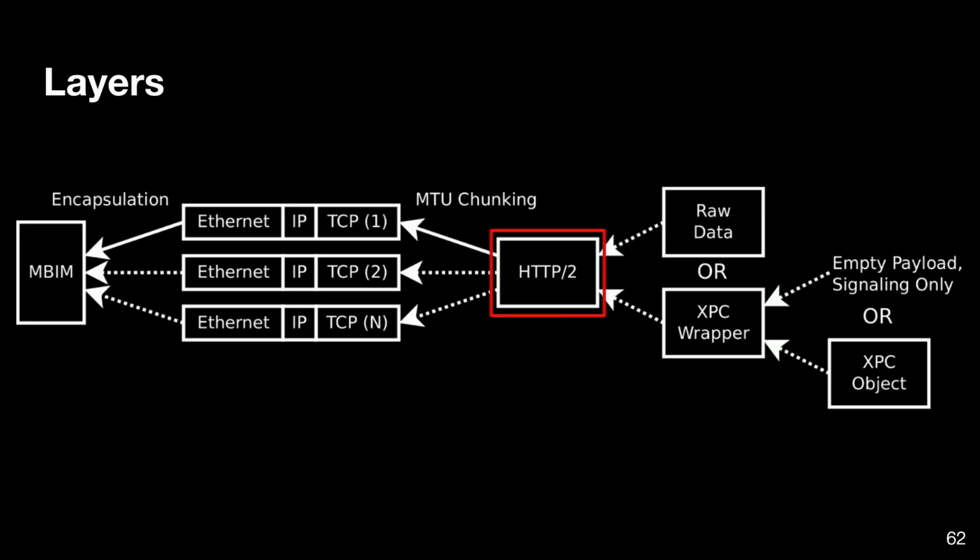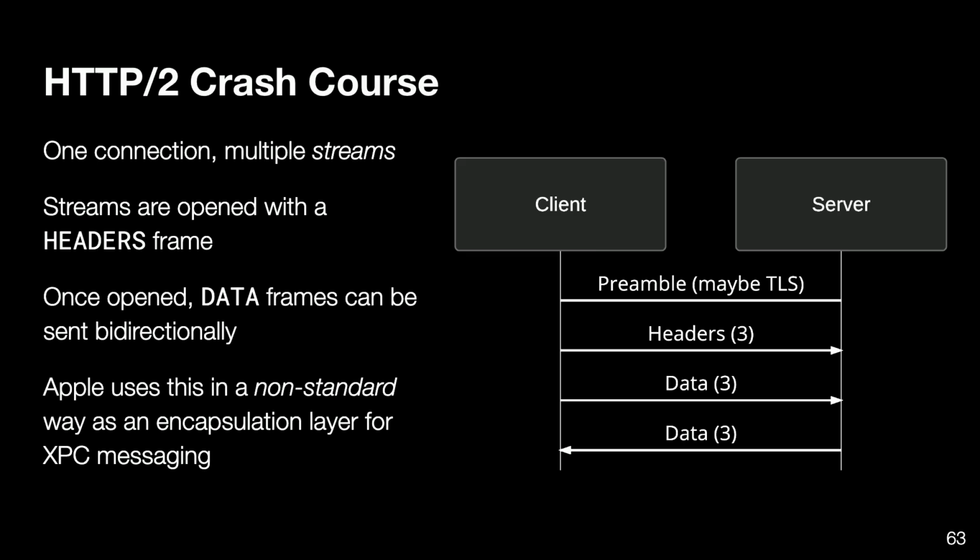The Ethernet, IP, and TCP layers are nothing special, so we're not going to go into them. But at the HTTP2 layer, there is something worth noting. For those of you who are not familiar with HTTP2, I'm going to give a very brief crash course on how it works. In HTTP1, you have a client and a server, and the client, such as a web browser, will make a request to the server to retrieve some page content.